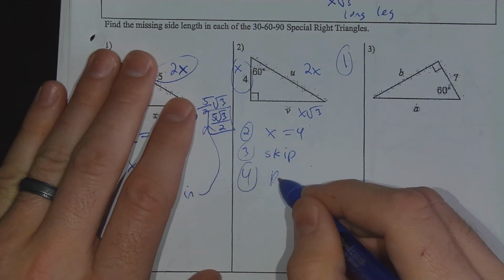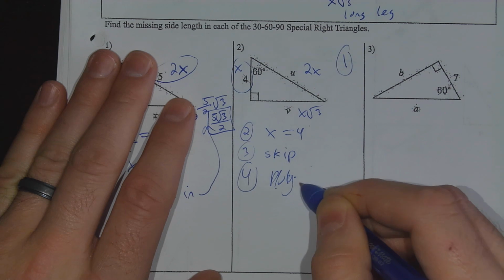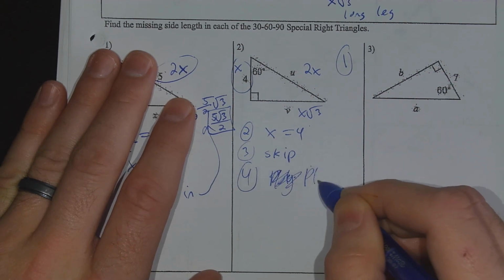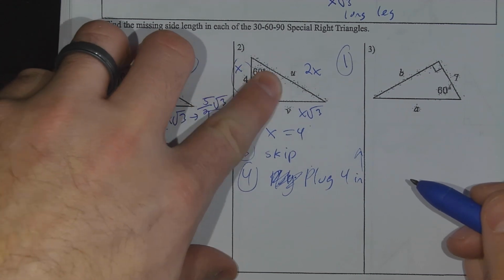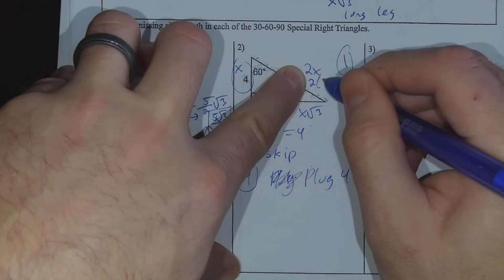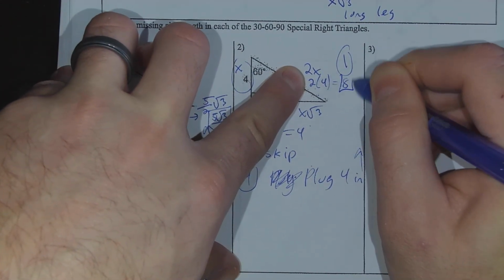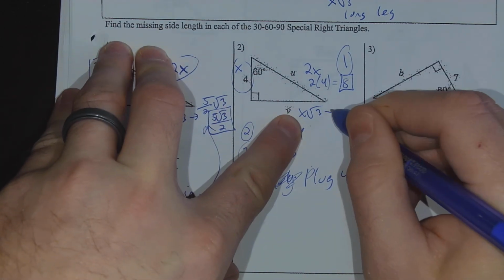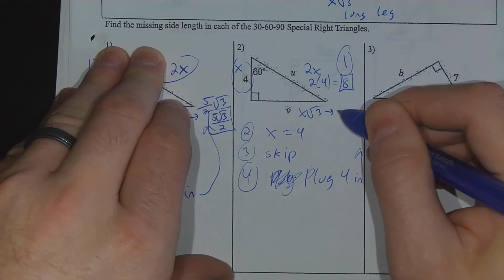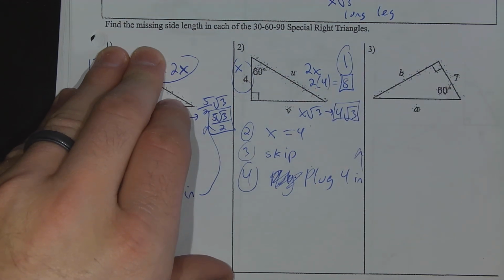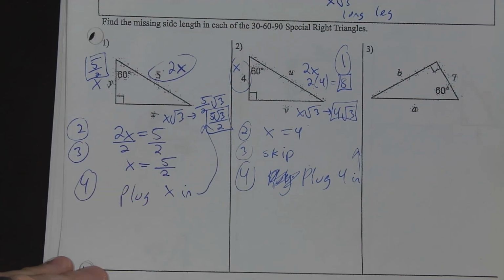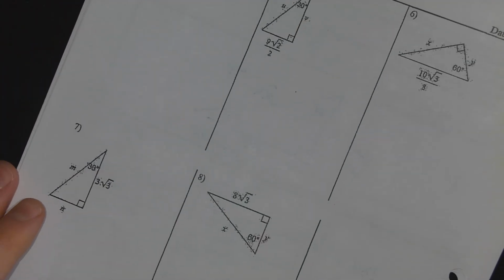Step 4, you plug x back in, so we're going to plug 4 in up here. So 2 times x becomes 2 times 4, or 8. And x root 3 becomes 4 root 3, which can't be simplified. So we're done. All right, go on to page 15. We'll do some more advanced examples.